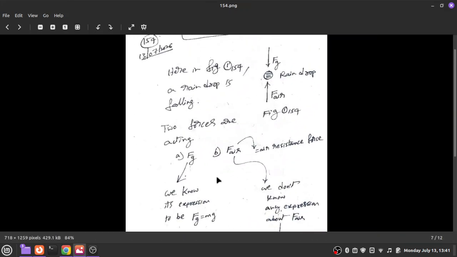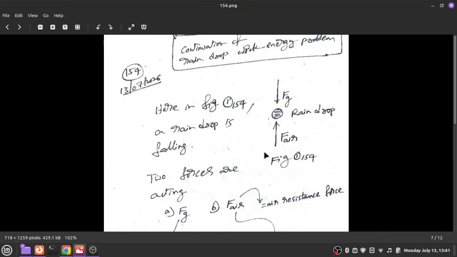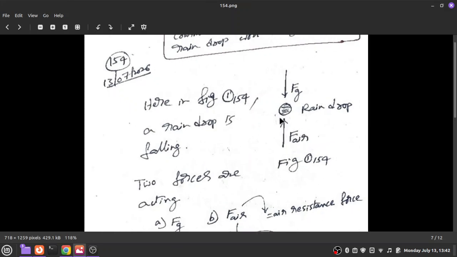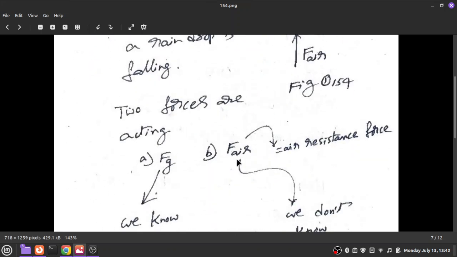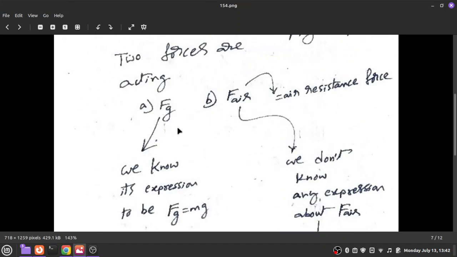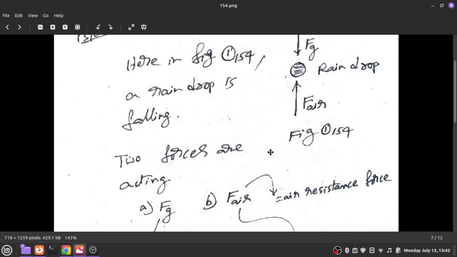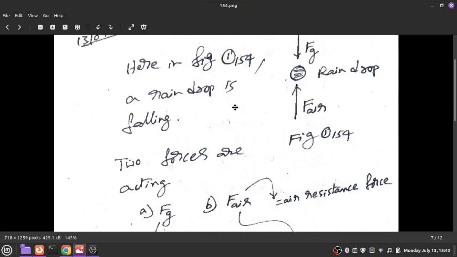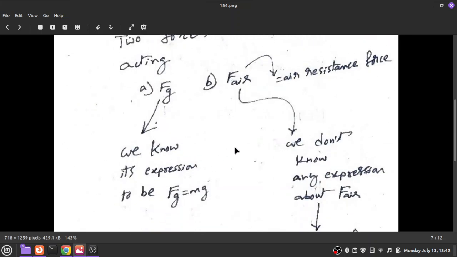See that here a raindrop is falling, and there is a downward gravitational force Fg acting, and there is an upward air resistance force F_AR acting on the raindrop. Okay, this is the case. We know the expression for Fg among the two forces acting on the raindrop. We know the expression for Fg to be m into g, but we don't know the expression for the air resistance force.